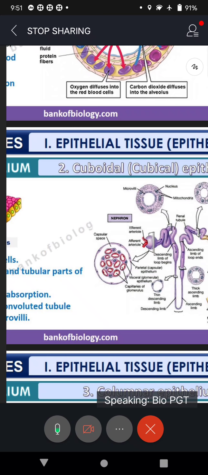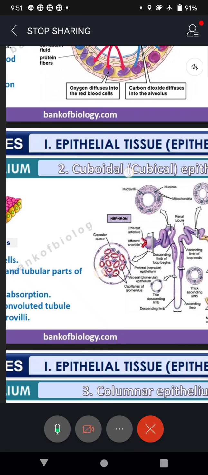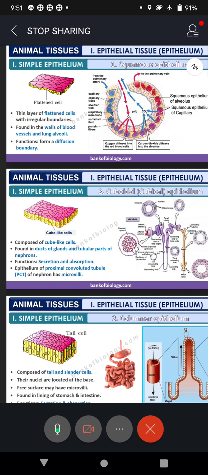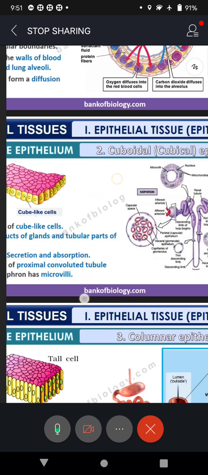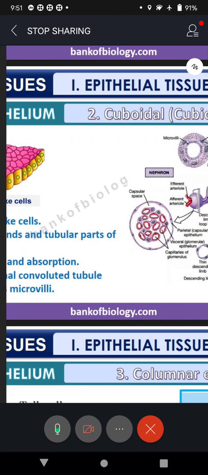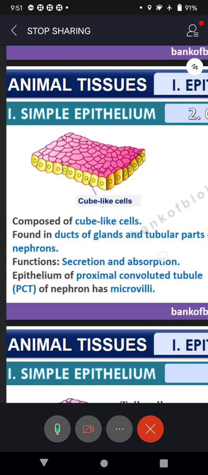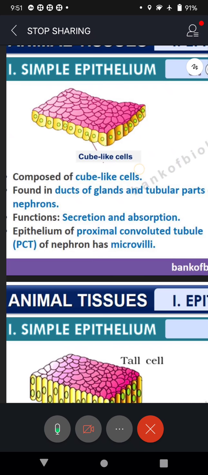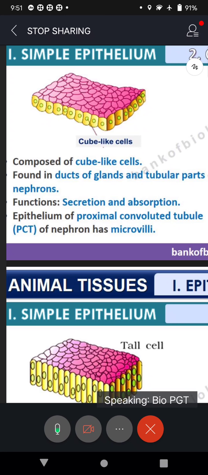Now we move ahead with the second one, cuboidal. As the name suggests, cube, shape, cuboidal. Now, where is this cuboidal cells present? Now let us see that first. As we expect, it is composed of cube shaped cells, as you are seeing in the diagram. It is found in the ducts of glands and tubular parts of nephrons. What is nephron? Any idea, Naveen?